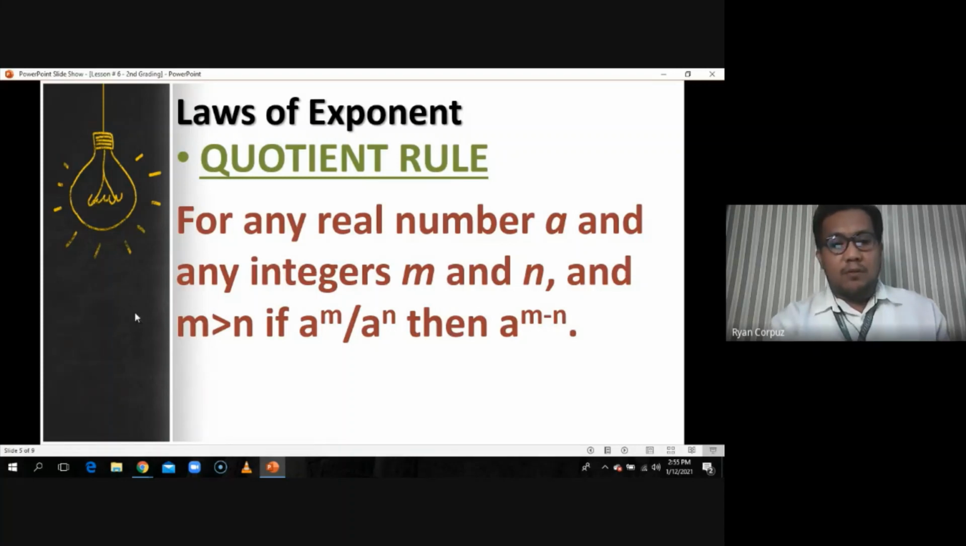So, ibig sabihin na m is greater than n here, the value of m there is greater or mas malaki than the value of n. So, if that happens, of course, magkakaroon ka ng positive answer when you subtract m minus n. So again, quotient rule only states that when we do have given expressions with the same base, all we have to do is to simply copy that same base, then subtract the exponent.